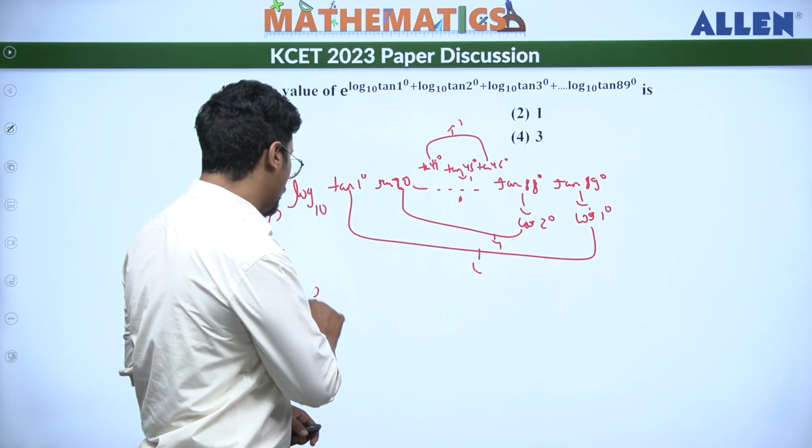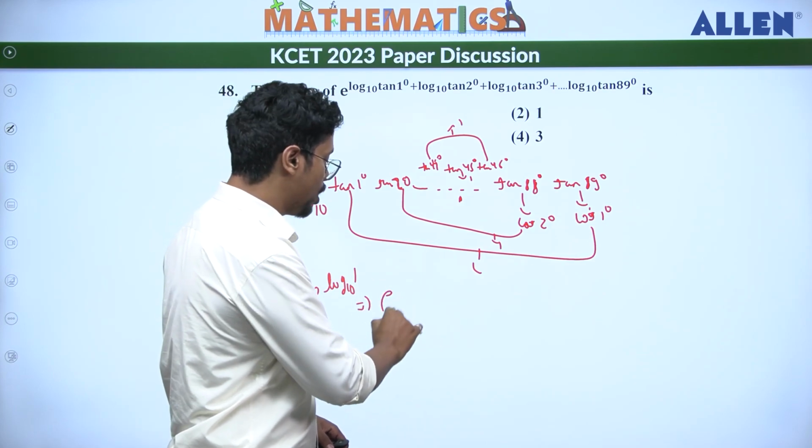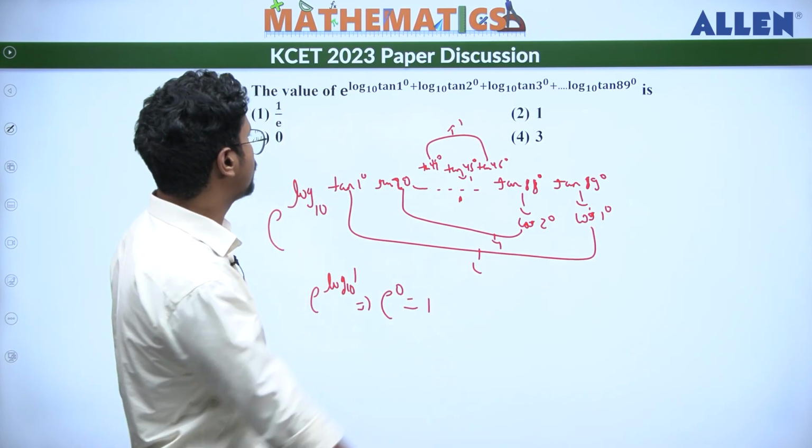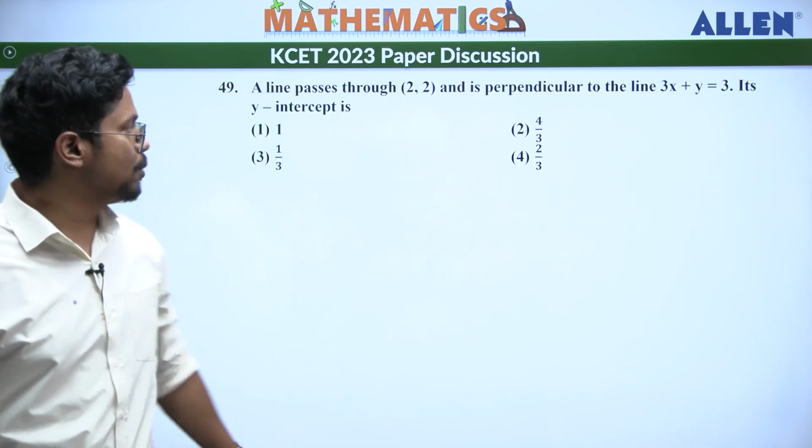So what you will get is e to the power log of 1 with a base 10, which is 0. e to the power 0 is equal to 1. Which option matches? Option number 2. Okay, let us move to the next question.